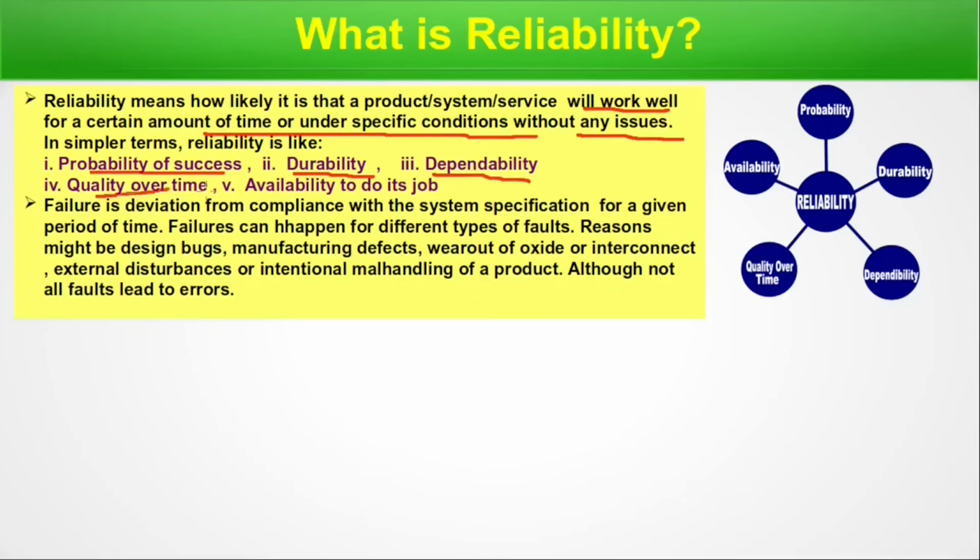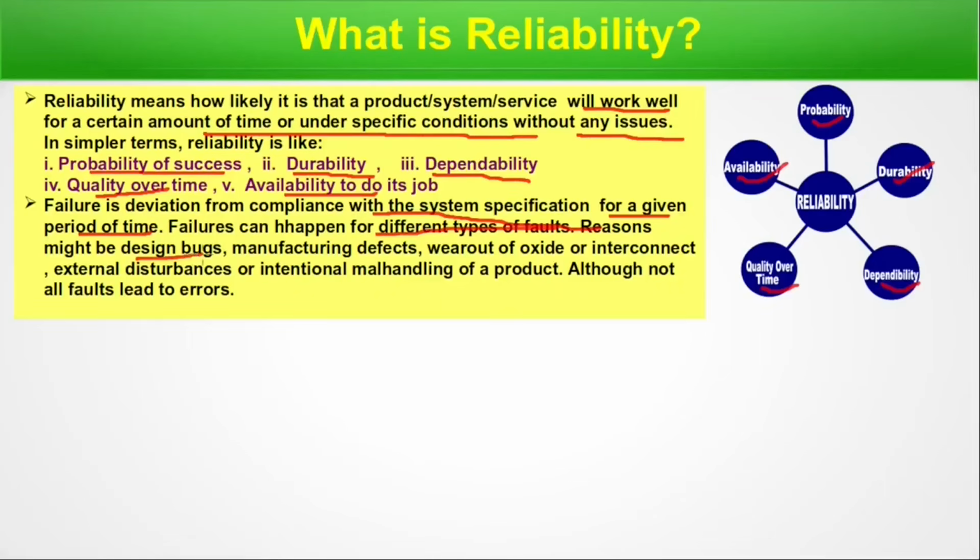Quality over time. In the definition of reliability, there is always a time factor. Availability to do its job. So failure is deviation from compliance with the system specification for a given period of time. We will call a system a failure if it failed to perform in a specific way for a period of time. Failure can happen for different types of faults.